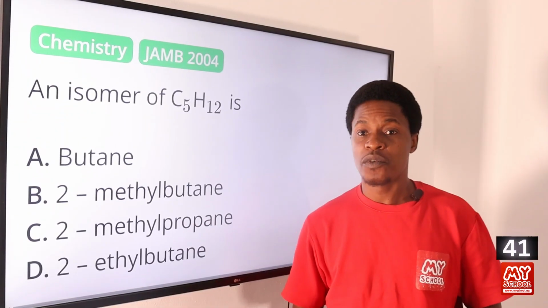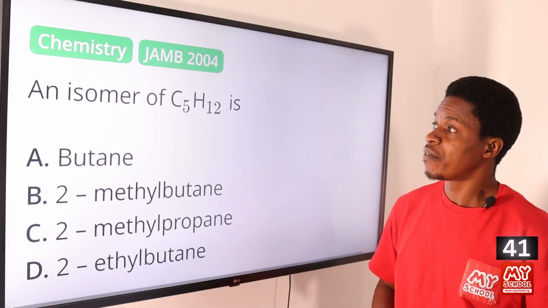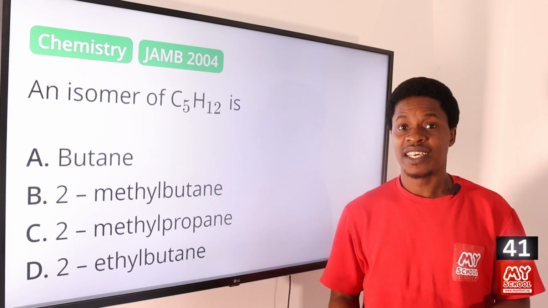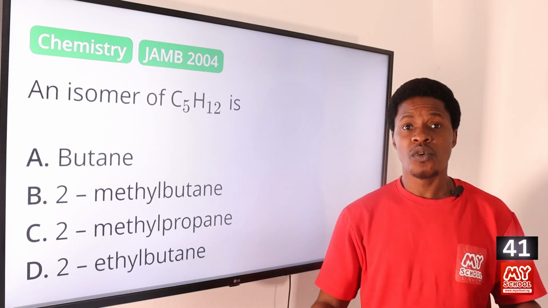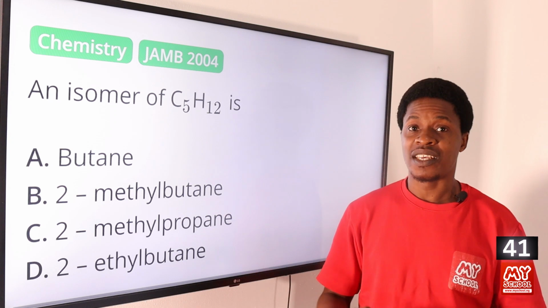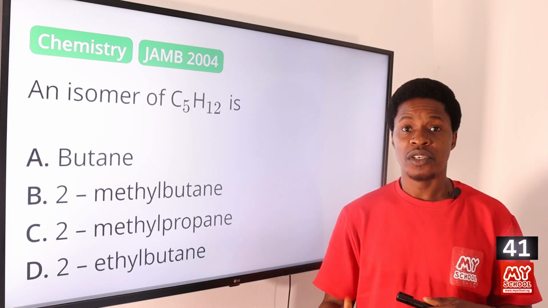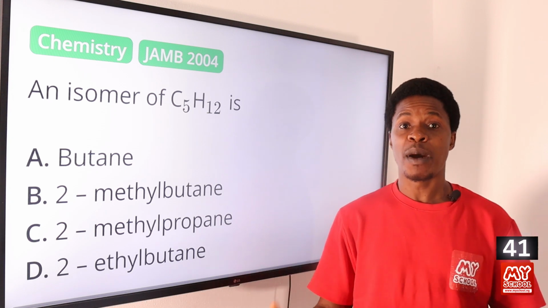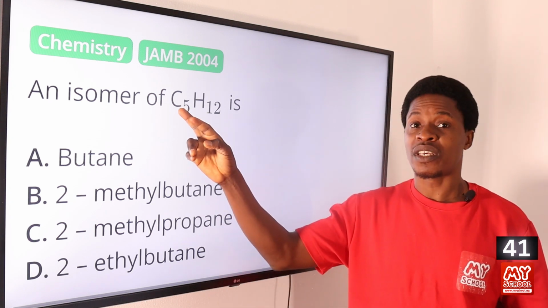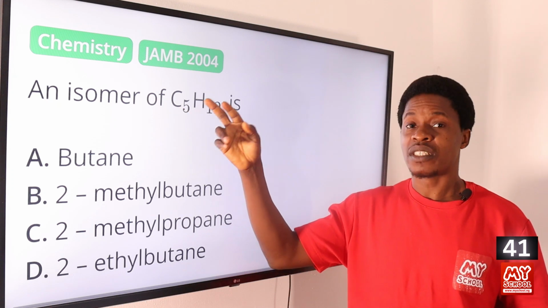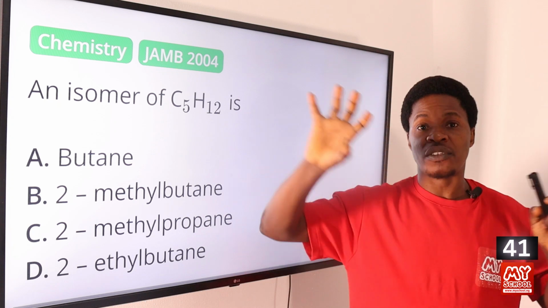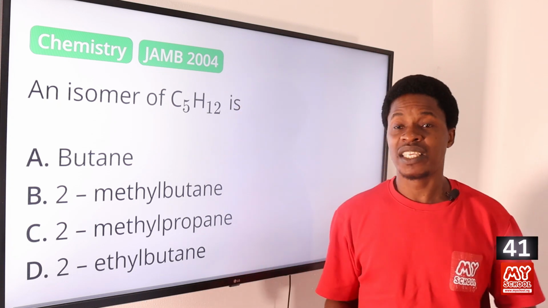Let's move on to question number 41. An isomer of C5H12 is what? What is an isomer? An isomer comprises two or more compounds that have the same molecular formula but different structural formulas. When we talk about molecular formula, the number of atoms of carbon and hydrogen are the same, but the way they are drawn structurally is different.